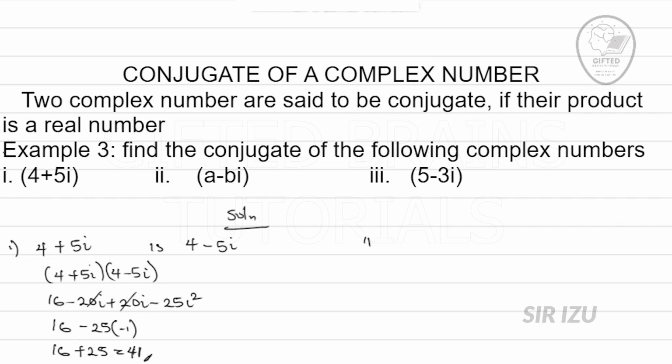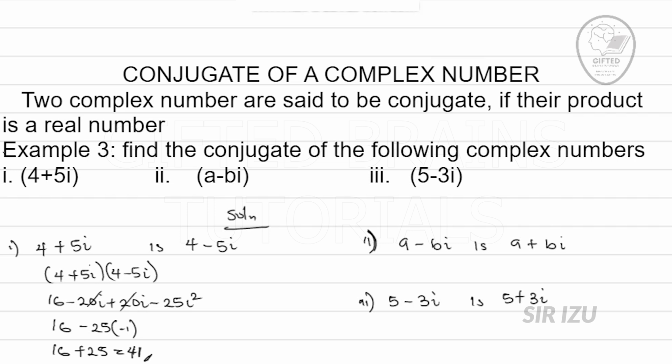I will not multiply, but if we do that, we would have that. So conjugate of a minus bi is actually a plus bi. That's the conjugate, a plus bi. And conjugate number 3, conjugate of 5 minus 3i is actually 5 plus 3i. And like I said earlier, the reason is because when you multiply conjugates, it will give you a real number. The complex parts will be out.